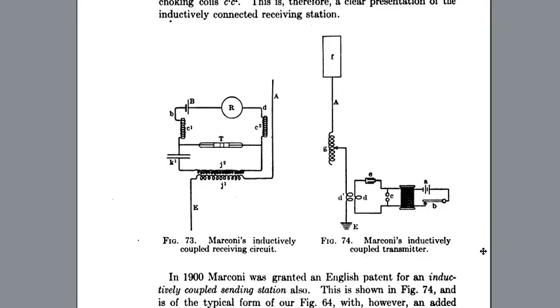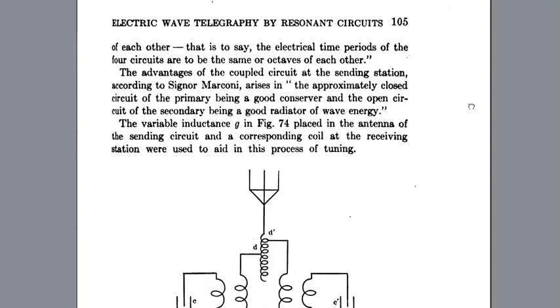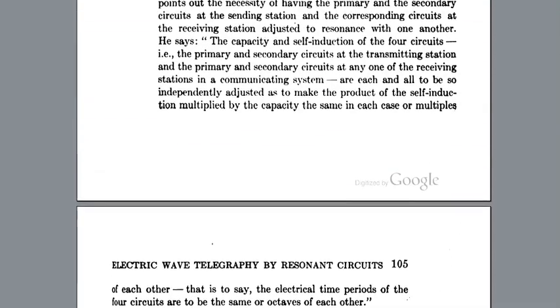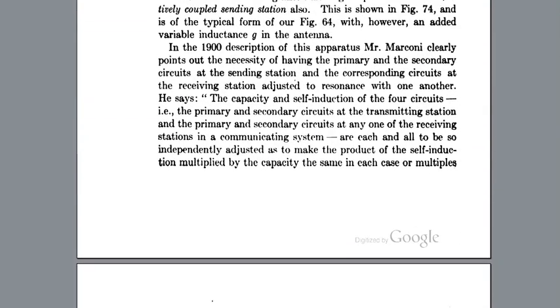In 1900, Marconi was granted an English patent for an inductively coupled sending station also. This is shown in figure 74 and is of the typical form of figure 64, with, however, an added variable inductance G in the antenna. In the 1900 description of this apparatus, Mr. Marconi clearly points out the necessity of having the primary and the secondary circuits at the sending station and the corresponding circuits at the receiving station adjusted to resonance with one another.